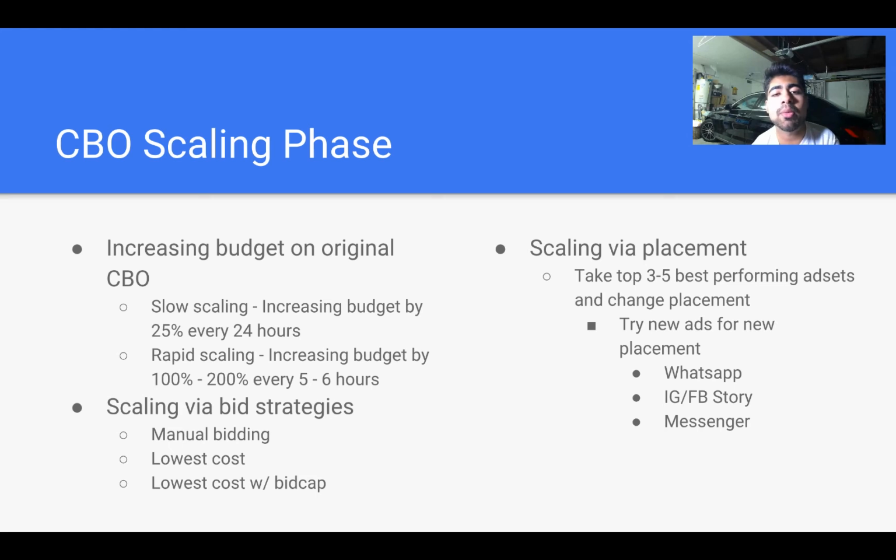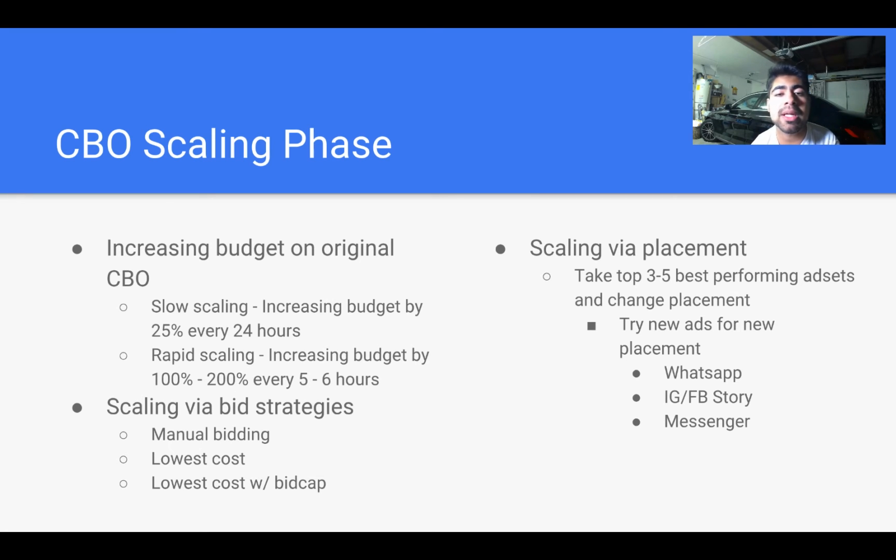So let's say you have a CBO running at $500 per day and it performed really well with the ROAS of like 4 or 5, or just above your break-even ROAS, and you want to scale that CBO. You would increase the budget by 25% at midnight, so that starting midnight it runs at a new budget. But let's say you want to not take it slow and easy and you like to go all in and rapid. For the rapid scaling method, which I like to call the shotgun method, you need to increase your budget by 100% to 200% every 5 to 6 hours.